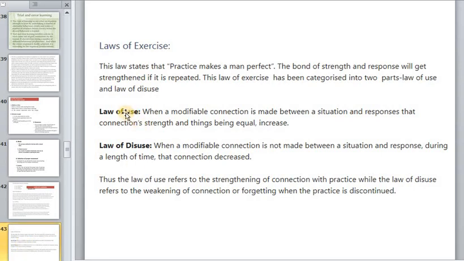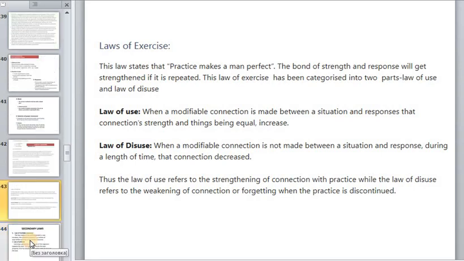And the next one, the law of exercise, comprising the law of use and the law of disuse. Law of use: when a modifiable connection is made between a stimulus and response, that connection's strength, all things being equal, increases. And law of disuse: when a modifiable connection is not made between a situation and response during a length of time, that connection decreases. Thus, the law of use refers to the strengthening of connections with practice, while the law of disuse refers to the weakening of connection or forgetting when the practice is discontinued.